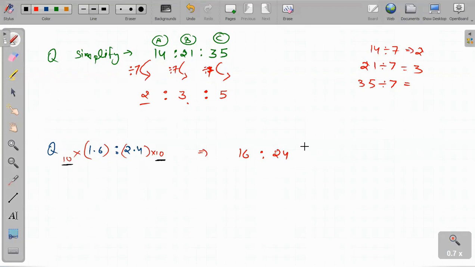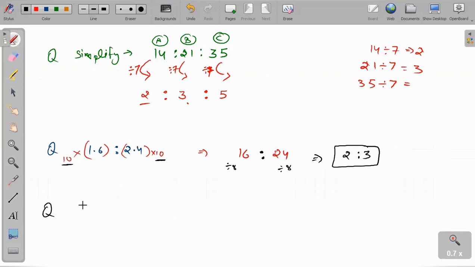Divide by 8. Perfect. So the answer will be 2 and 3, 2:3. That's the perfect answer. So we simplified our decimals 1.6 and 2.4 into 2:3. I hope it's clear.